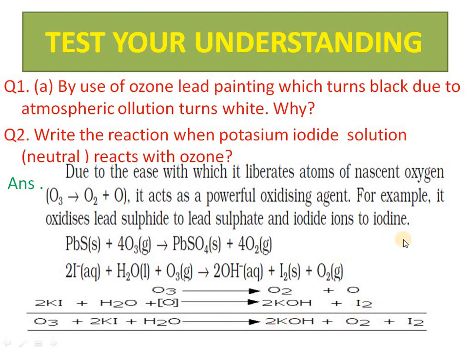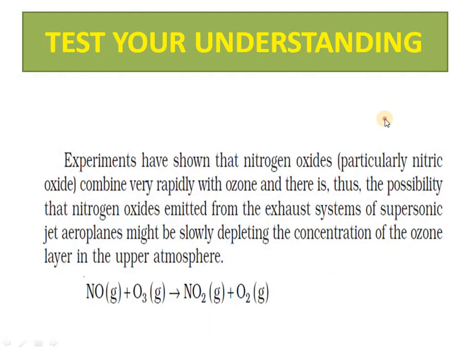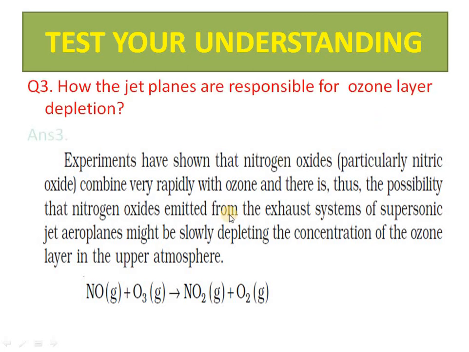Okay. The next question is regarding jet planes being responsible for ozone layer depletion. How? Because we know that jet plane emissions generate nitric oxides, nitrogen oxides, and these rapidly decompose the ozone layer to convert it to O2. This reaction is written here, and this happens in the stratosphere region where jet airplanes mostly fly.